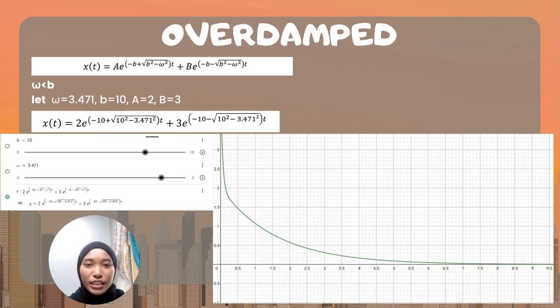This is the equation for the overdamped case. Omega is smaller than b, and we put the constants into the equation. We can see that the displacement decreases smoothly over time without any oscillation. However, it took longer to reach zero compared to the critically damped case.